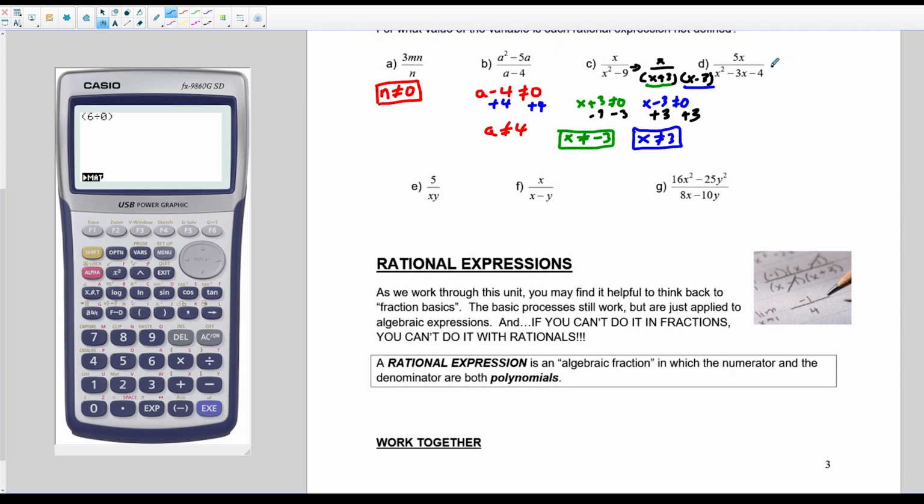For this next one, it's going to be a little bit more complex because we're now looking at a trinomial, or a simple trinomial where a is equal to 1.